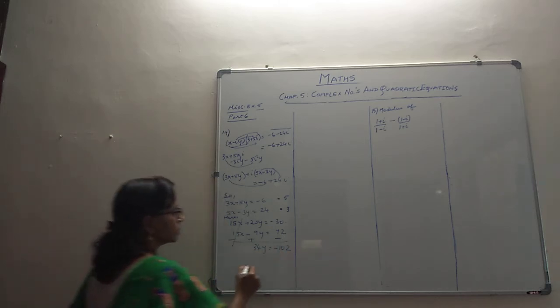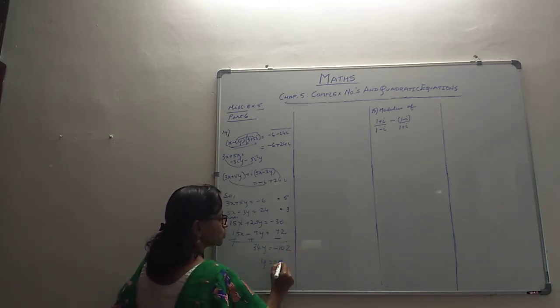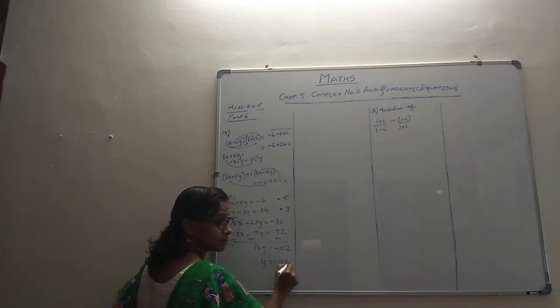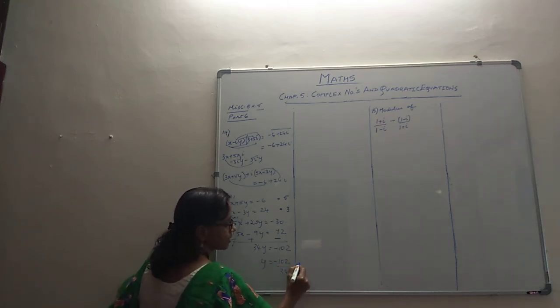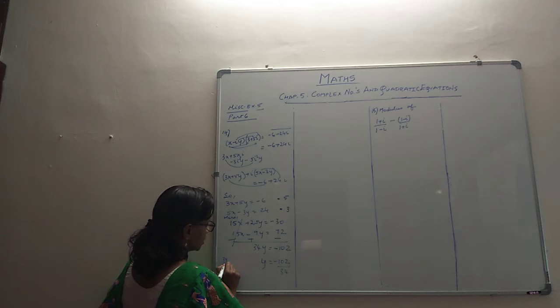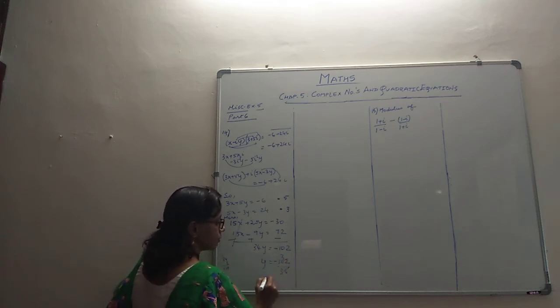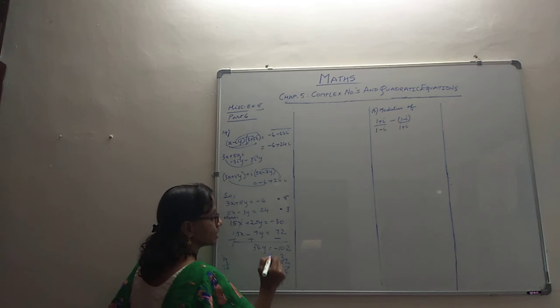102. Whether this is minus 102, whether it comes in the table of 34, only chance is 3 because it's ending in 2. Let's just check roughly. 34 into 3, 4 threes are 12, 9, yes. y is minus 3. So that's good.